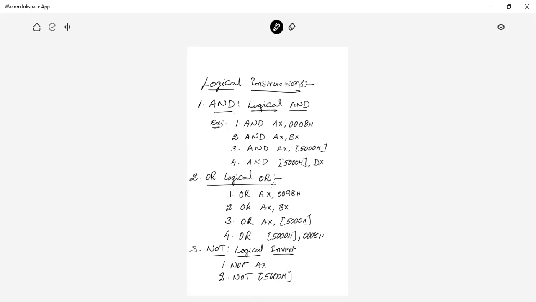Similarly, the NOT operation, right? So that is all on logical instructions. In the next class, I will discuss string instructions, right? With this, I will be concluding today's session. If anybody has any doubts, you can ask. Otherwise, you can leave. Any doubts?